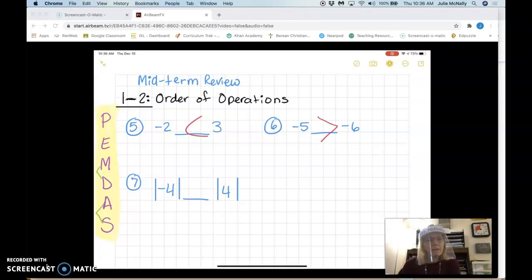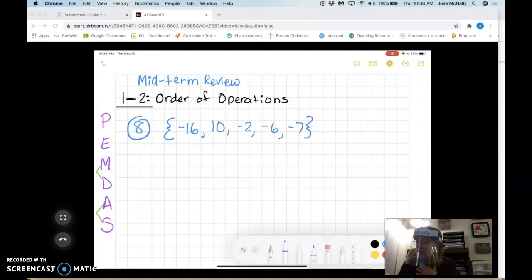So the absolute value of -4 is, say it, 4. The absolute value of +4 is +4. It's also 4 because they're both 4 spaces away from 0. And so correct, Cameron, this one is equal.